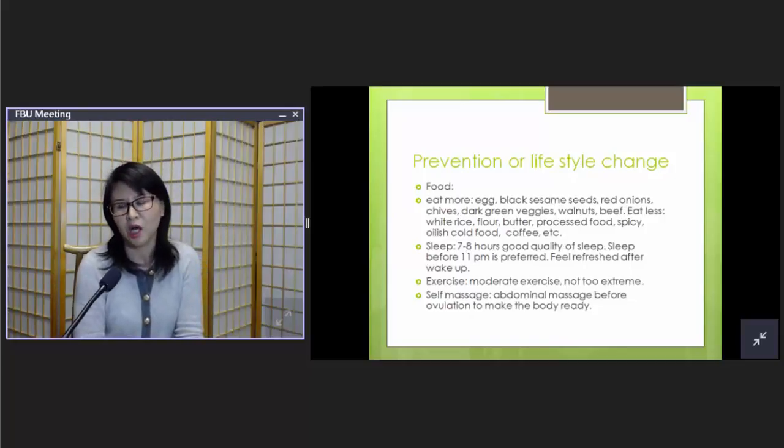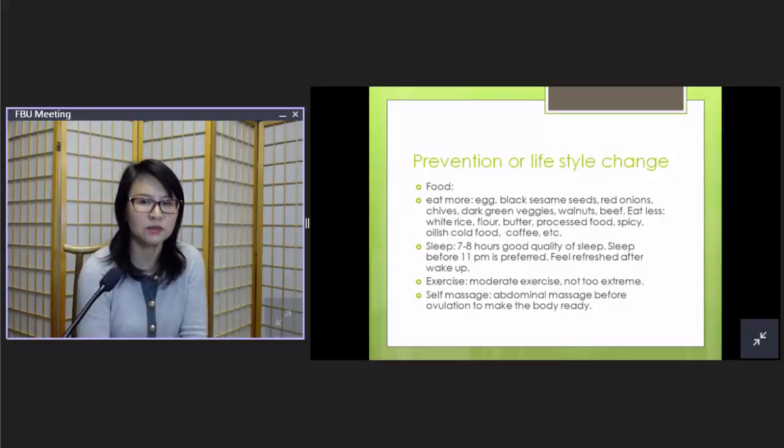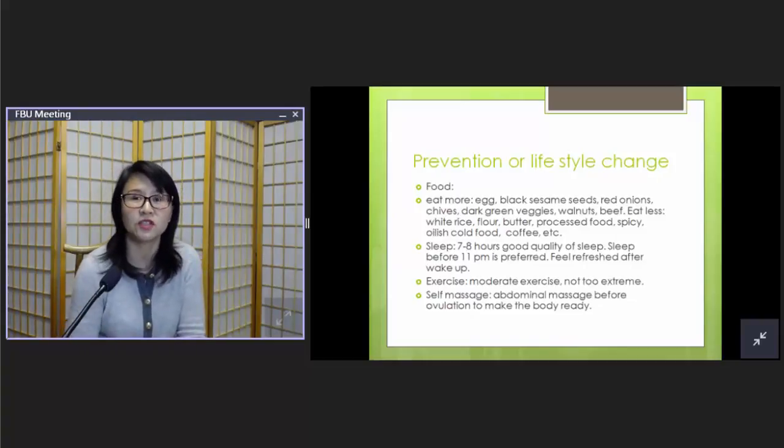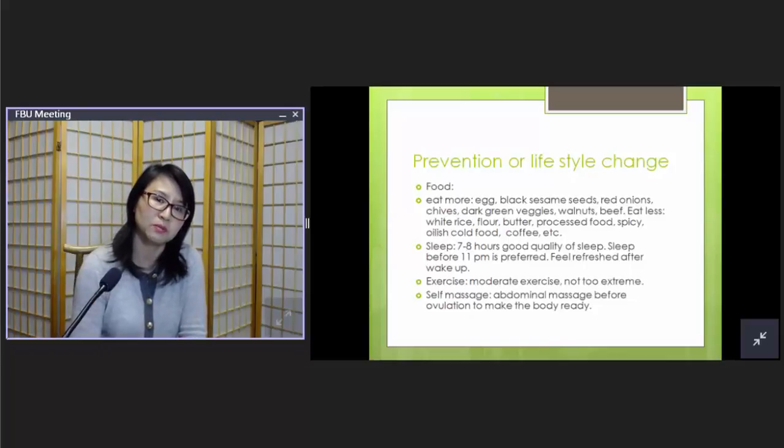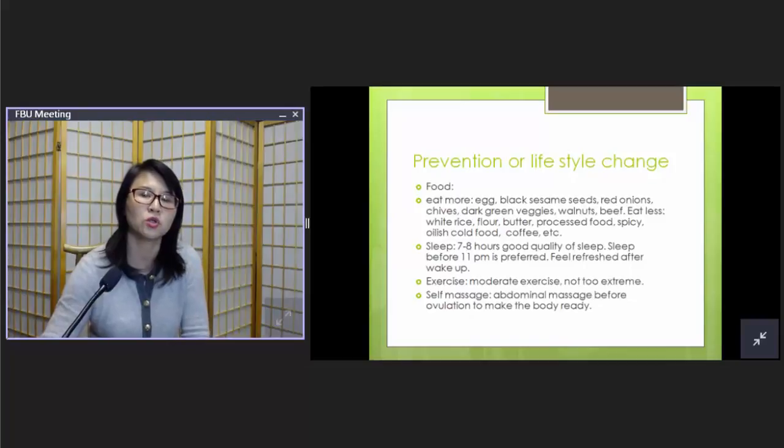Some people say, I sleep well, but I just have a lot of dreams, and the dreams are not good. For dreaming, we say liver qi stagnation. So maybe it's stress in the back of the mind, or thinking too much. So I will ask, is your dream related to your daily life or not? And do you feel refreshed after sleep? All of those count.